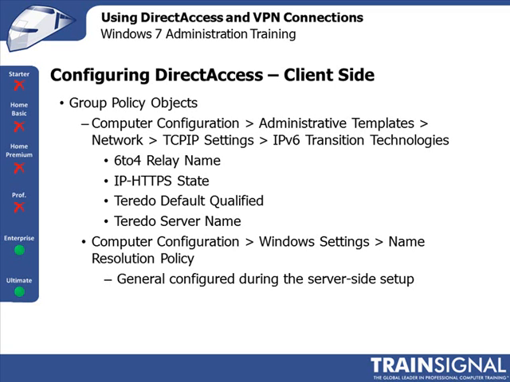There's also another group policy object that's important to understand, and this is the name resolution policy that's in place in group policy. This is generally configured during the server-side setup, and as its name implies, it helps define what the name resolution policy is going to be for DirectAccess clients. I'm now going to move over to a GlobalMentix desktop, and we're going to look at group policy and how it works with DirectAccess so you can get an understanding for what these policies actually do and how to configure them.